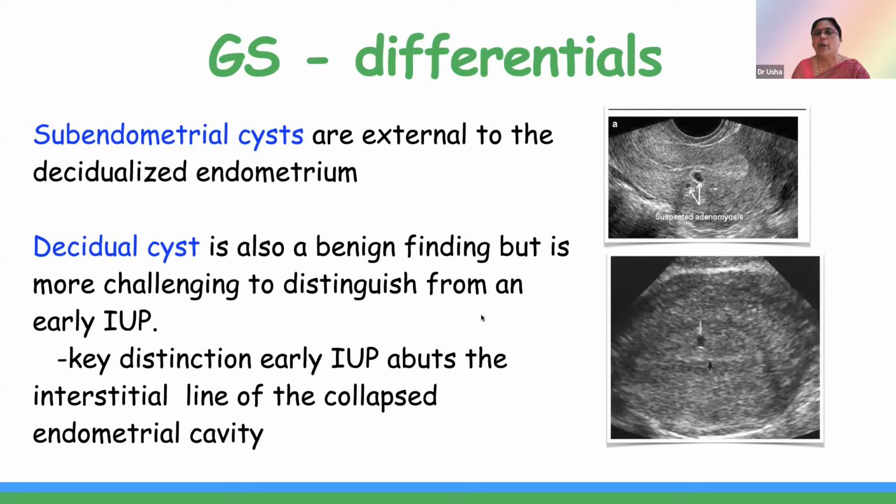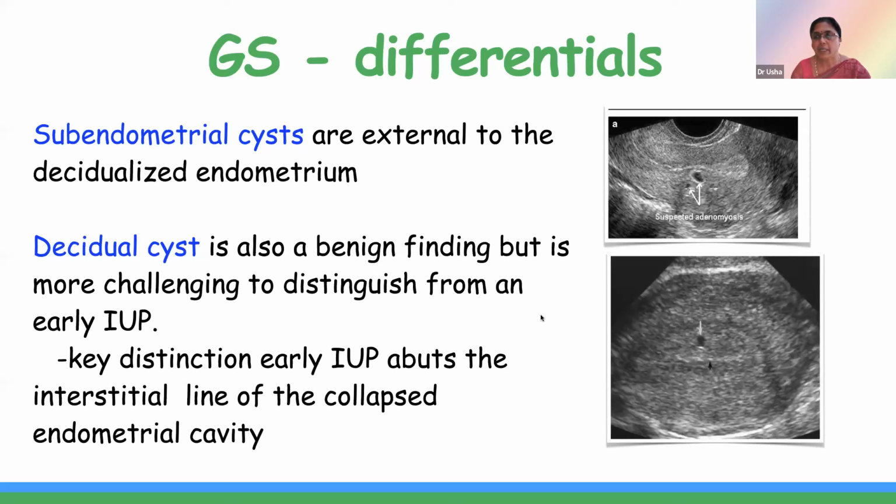This could be subendometrial cysts. So here the cyst will be below the endometrium or below the decidua. So if we look carefully, if it is not within the decidua, we know it is a subendometrial cyst. The other confusing picture can be decidual cyst, but this is more confusing because this is seen within the decidua. A slight difference between the gestational sac and decidual cyst is the gestational sac will be abutting the midline echo line, whereas this interstitial decidual cyst will be a little away from the midline.